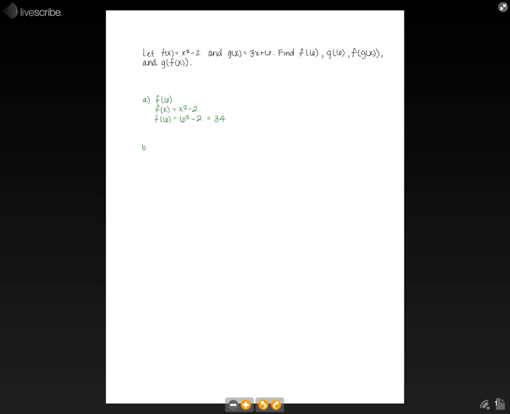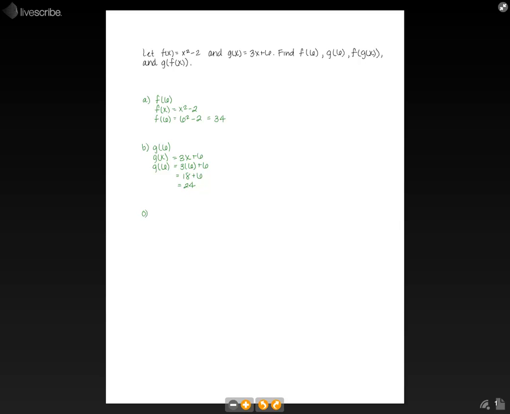Alright, so part B says find g of 6. So g of x is equal to 3x plus 6. So g of 6 is going to equal 3 times 6 plus 6. That's equal to 18 plus 6, which is equal to 24.